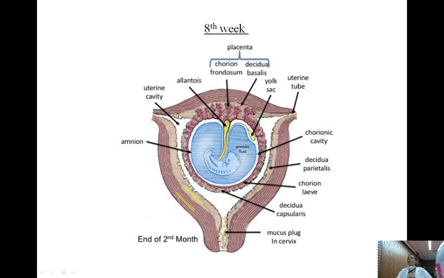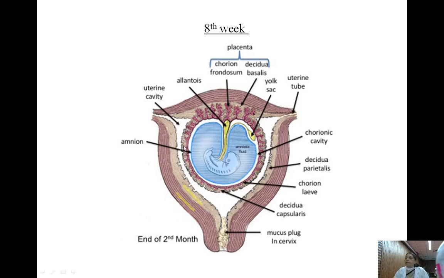Okay. Now, where the chorion frondosum is present, there the decidua is known as the decidua basalis. Where the decidua is present over this degenerated area, that is known as the decidua capsularis. And the decidua which is present in the rest of the uterine wall is known as the decidua parietalis. Now that amniotic cavity, that chorionic cavity and the embryo will grow and grow and grow.